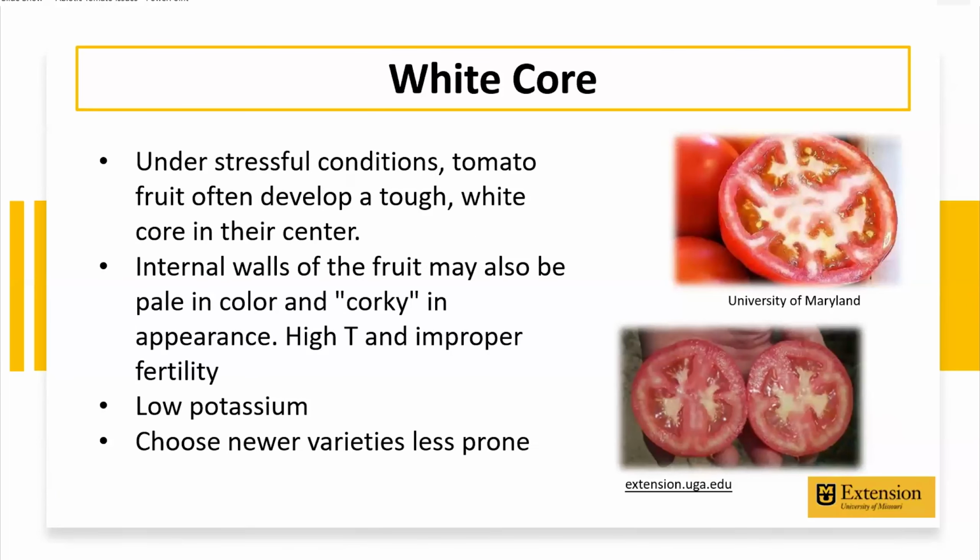White core is also another one that we can see, and this usually occurs when there's a lot of stress on the tomato, and it's going to be tough on the inside. It's going to be a little whitish on the inside, and it can be a hard tomato to still continue to eat. We also call it corkiness of the tomato fruit itself. Low potassium could be one of the reasons for this, as well as choosing some of the newer varieties that are less prone to this disorder.